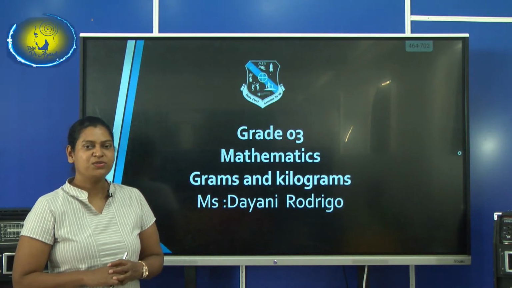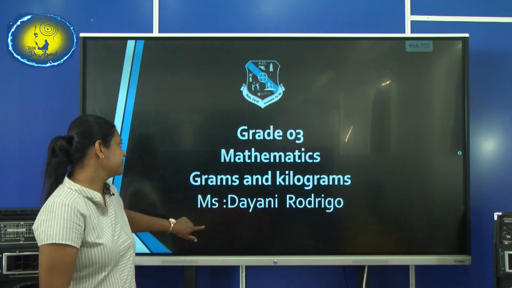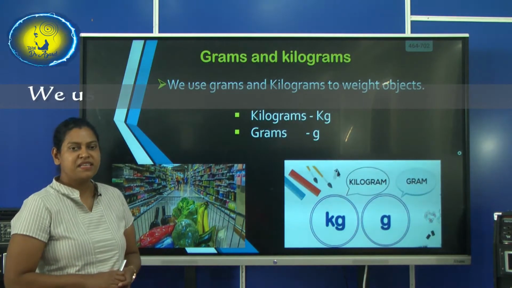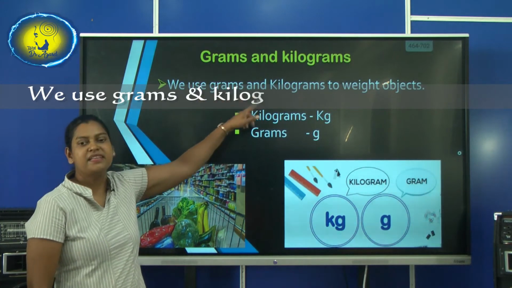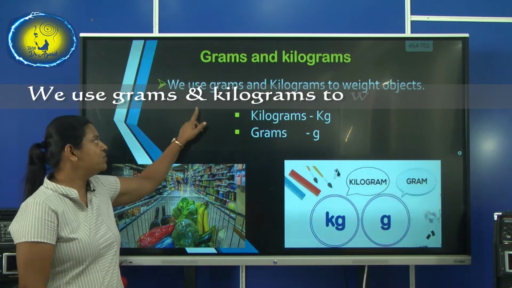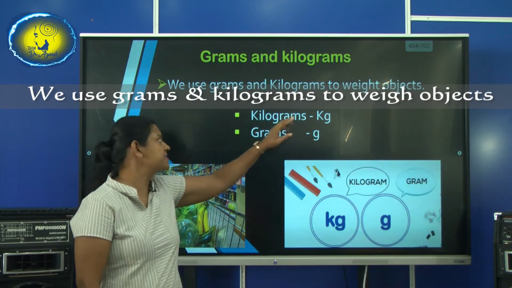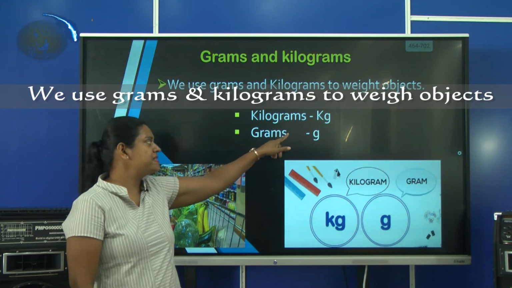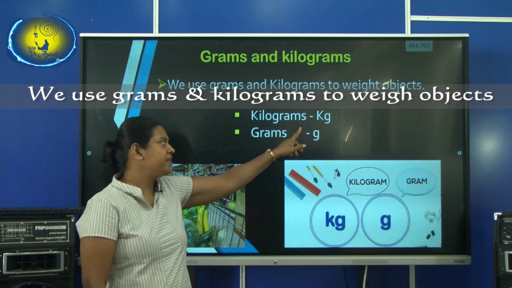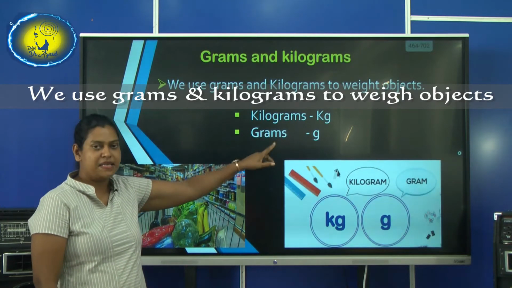Teacher: I am going to teach maths for grade 3. Let's see what our topic is. It's grams and kilograms. We use grams and kilograms to weigh objects. We can write kilograms as capital K and small g, and grams as small g.